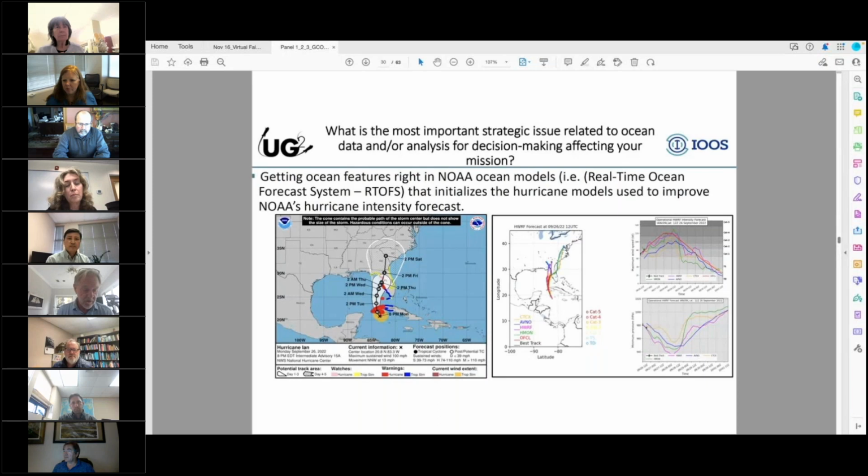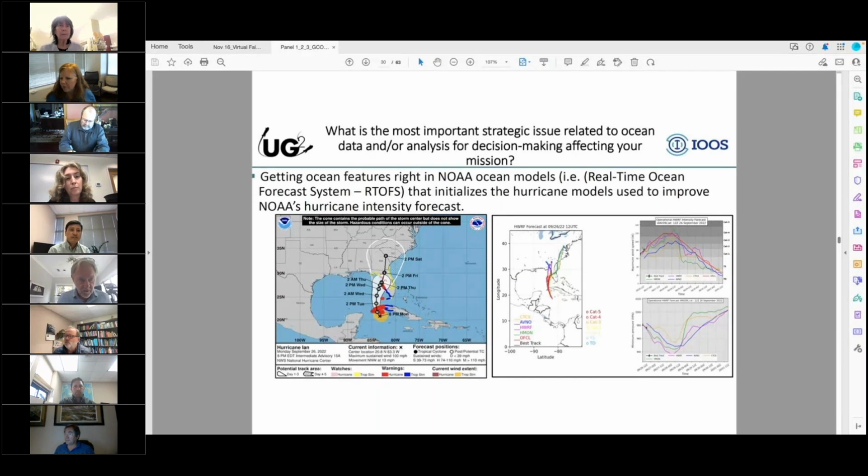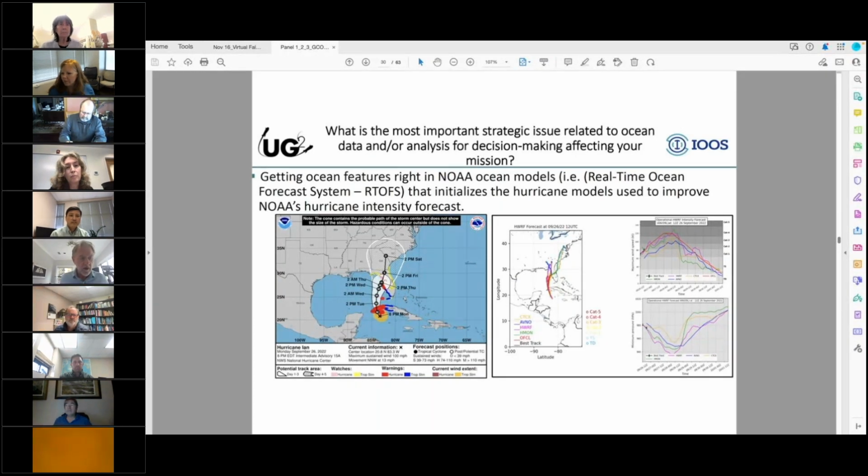IOOS is the funder of UG2, and a shout out to GCOOS because they're instrumental in filling the position and executing that. So if we go to the first slide here, like I mentioned, UG2 does not directly contribute data for decision making, but creates a forum for operators and managers to share info and optimize these data for research and operational use.